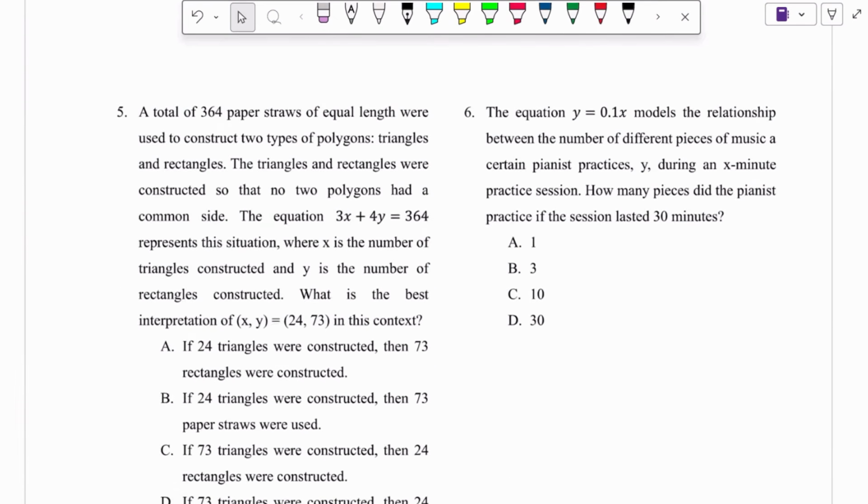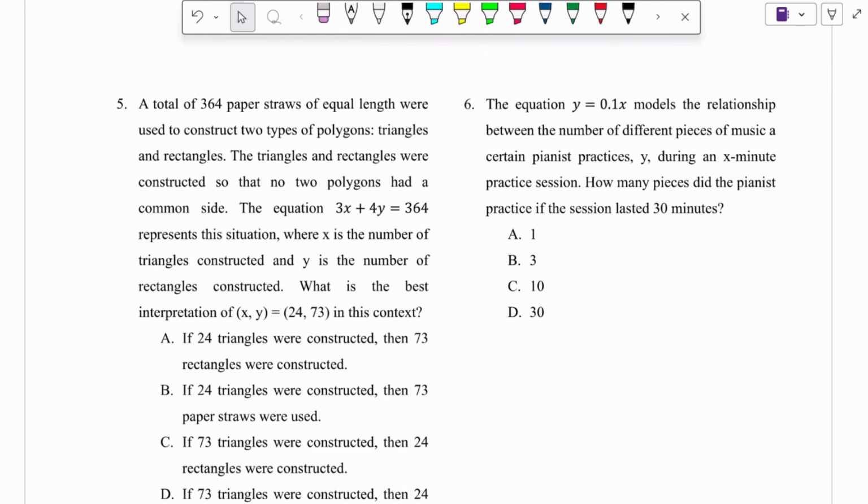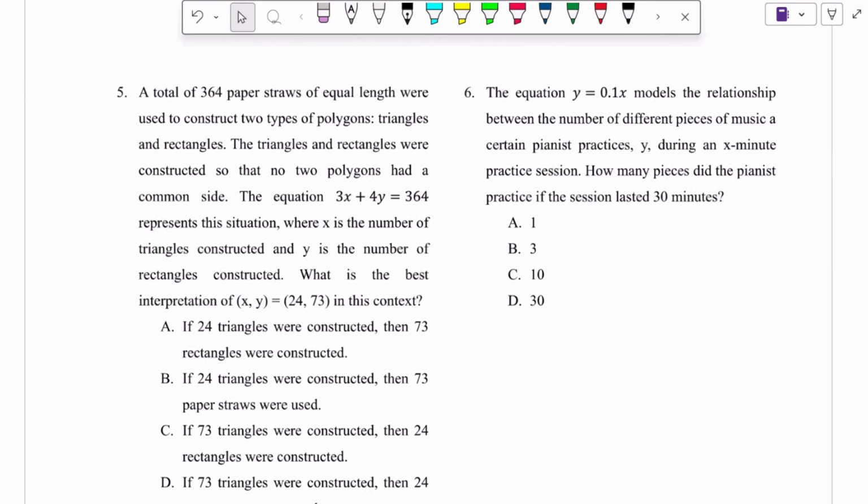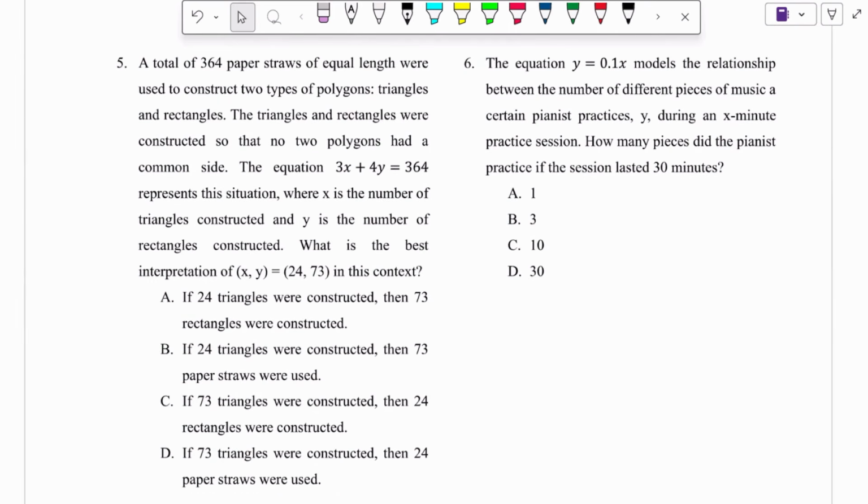Okay, hopping along, skipping through just to get you guys going through it. Problem number 5. A total of 364 straws of equal length were used to cut two types of polygons, triangles and rectangles. Triangles and rectangles are constructed so that no two polygons had a common side. The equation 3x plus 4y equals 364 represents this situation. X is the number of triangles.